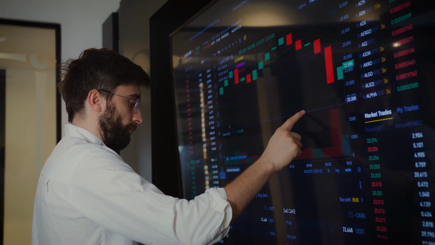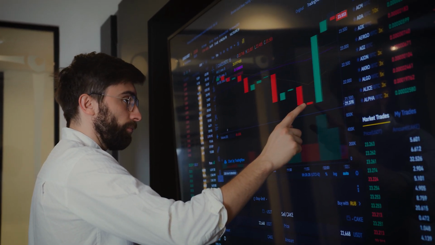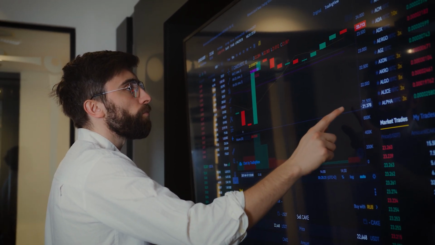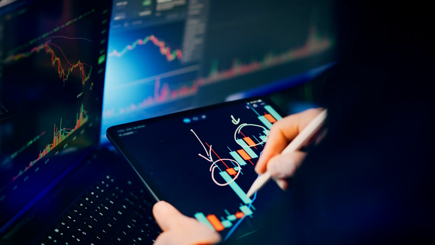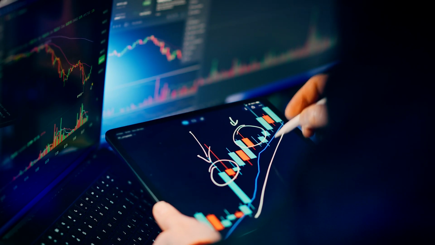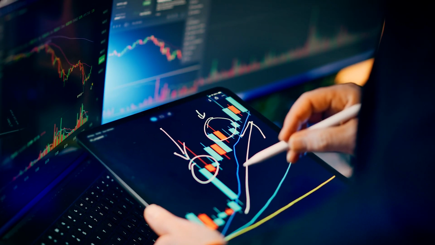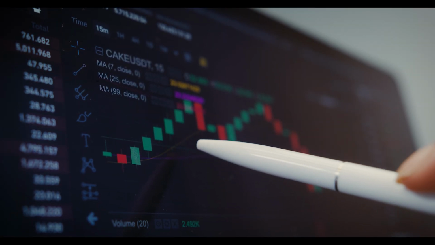Remember, successful trading is about consistency, discipline, and managing risk, not getting rich overnight. If you're new to intraday trading, start small. Practice on a demo account, and focus on learning before risking real money. That's the foundation of becoming a better trader.